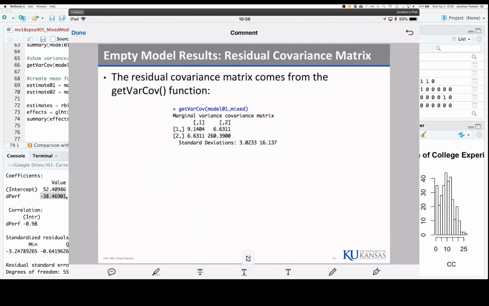Now, going back to the slides, the next thing that you'll see is we can actually get the variance and covariance matrix of our residual from this function getVarCov. So we submit our model object containing the model estimates into that, and it gives us this variance covariance matrix. It also tells us the residual standard deviations for each variable. So if we go down the list here, this first one represents the residual variance for performance, and this is the residual variance for usefulness.